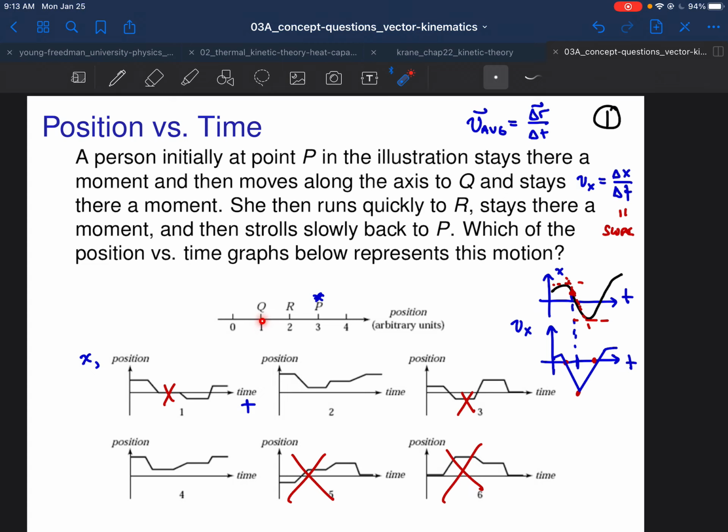So in this case, right after Q, she runs to R, stays there, and then goes slowly to P. So in both cases, she's increasing her position, so that works for both of these. But the difference between these two graphs is that there's a large slope, a plateau, and then a small slope, whereas here there's a small slope, a plateau, and a large slope. So the velocity here is larger than it is here. So this would be running quickly, stopping, going slowly. This would be going slowly, stopping, running quickly. So number 2 is the correct one.